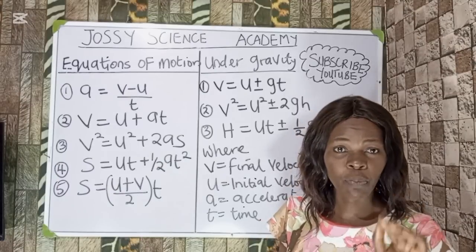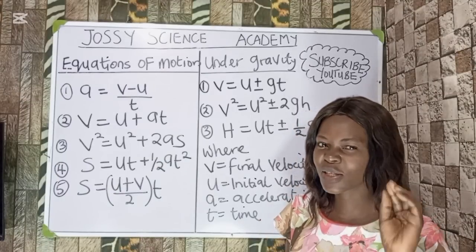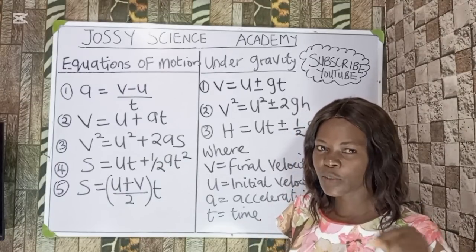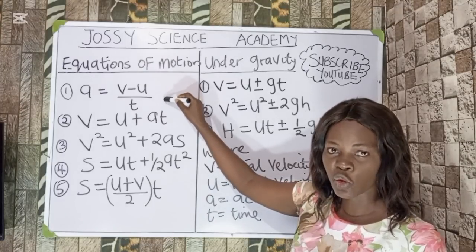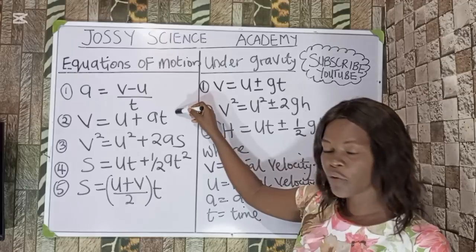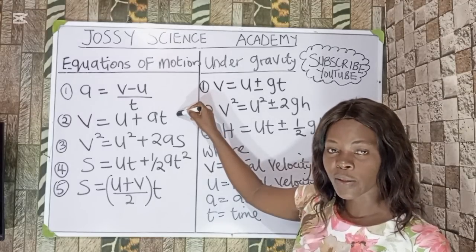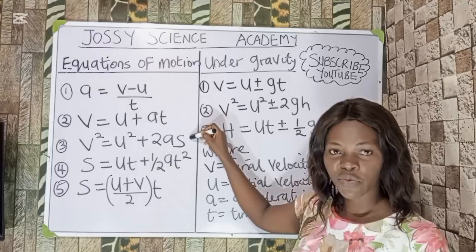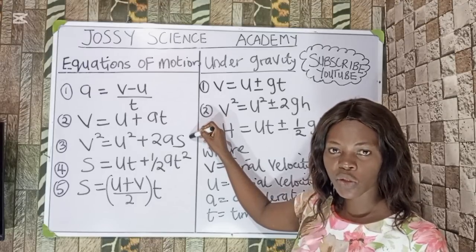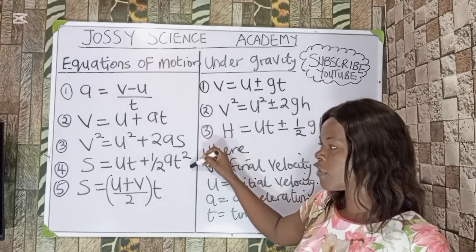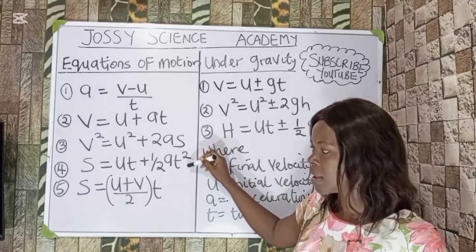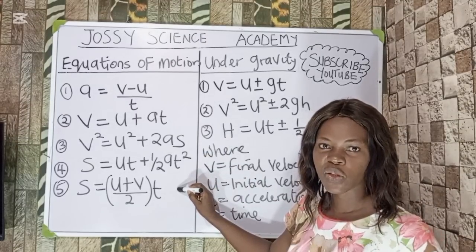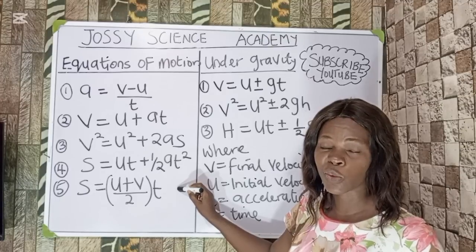Now, I want you to get your paper and write these equations down, because it's going to shock you on that day. Please pay attention to this video. The first equation, A equals V minus U over T. The second equation, V equals U plus AT. The third equation, V squared equals U squared plus 2AS. The fourth equation, X equals UT plus half AT squared. And the fifth one, X equals (U plus V) over 2, bracket, times T.